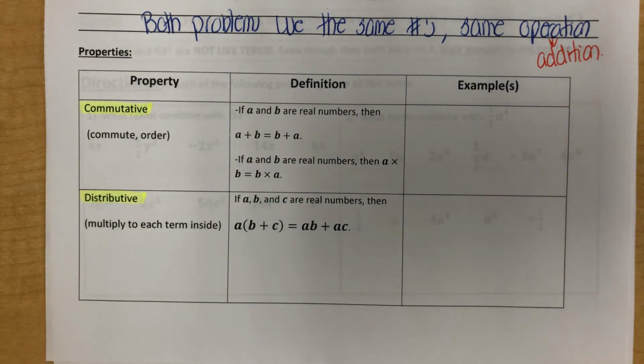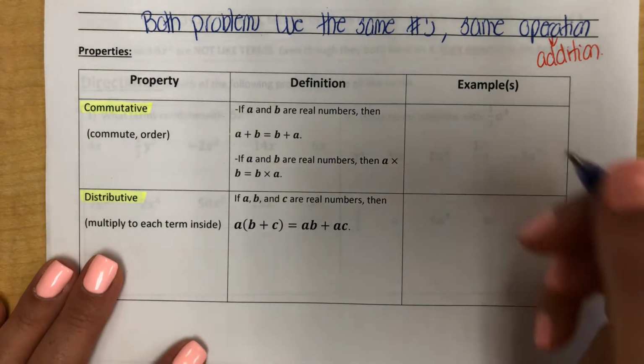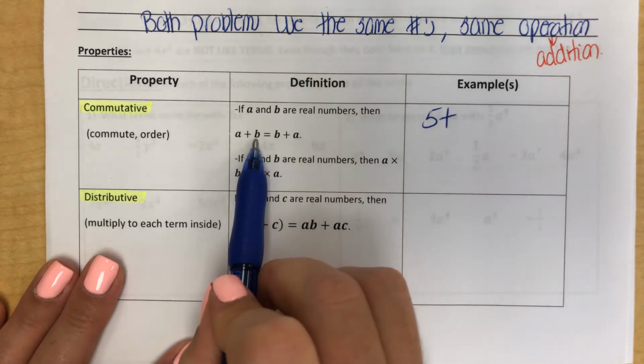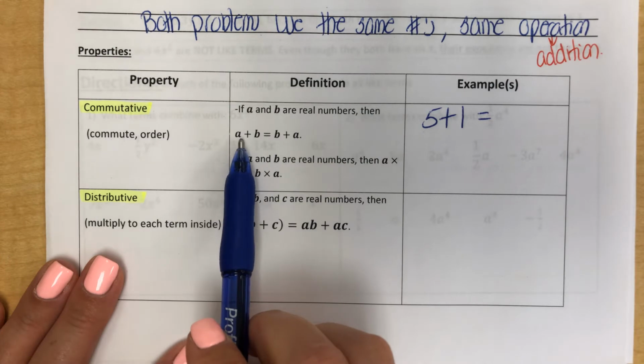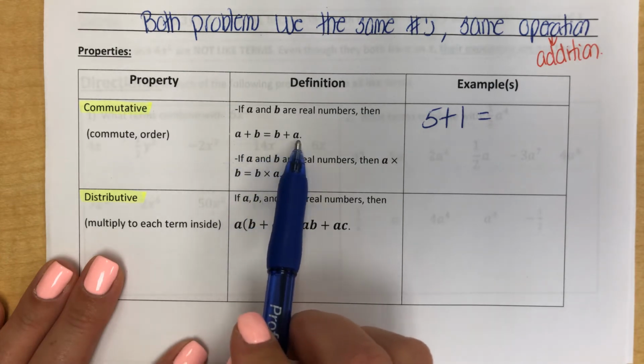So let's jump over here on the right. I'm going to let A be the number 5. And I'm going to let B be the number 1. So it's telling me 5 plus 1 should be the same thing as 1 plus 5.